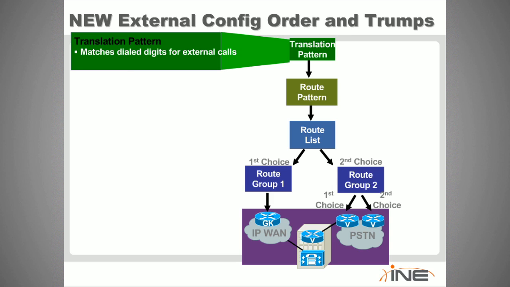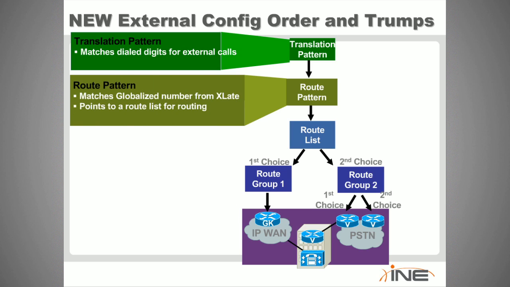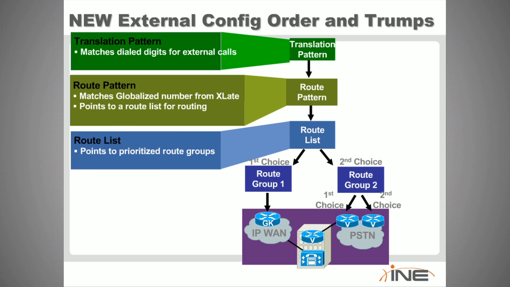So first of all, the translation pattern matches the dialed digits for external calls now. Didn't in the past, but they do now. The route pattern matches the globalized number from the translation pattern. Okay, so the translation pattern is going to globalize the number on the ingress from the IP phone, and I've got another slide that's going to show this in even more detail next. The route pattern matches the globalized number from the translation pattern, and it points to a route list for routing. Everything else happens like it did.